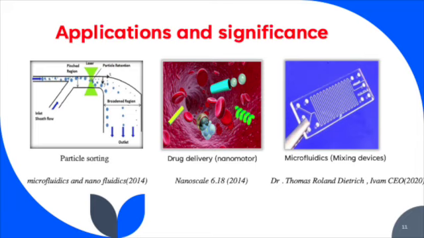When you analyze the applications and significance of this research, it includes, initially, particle sorting. We can separate the particles using optical trapping, and the next one is drug delivery in blood. Finally, the chip can replace microfluidic channels, which are highly expensive in the market now. So I hope this chip can provide a cheap method for fluid transport.